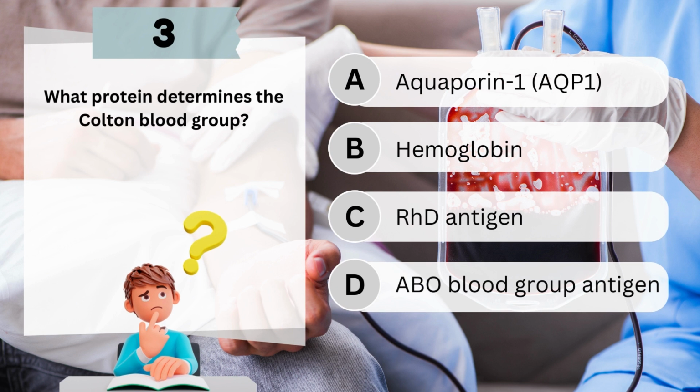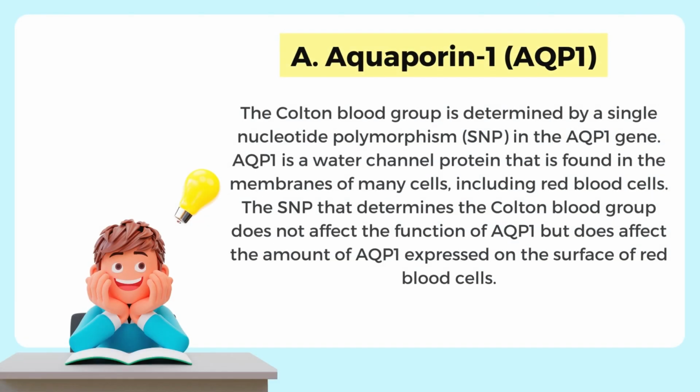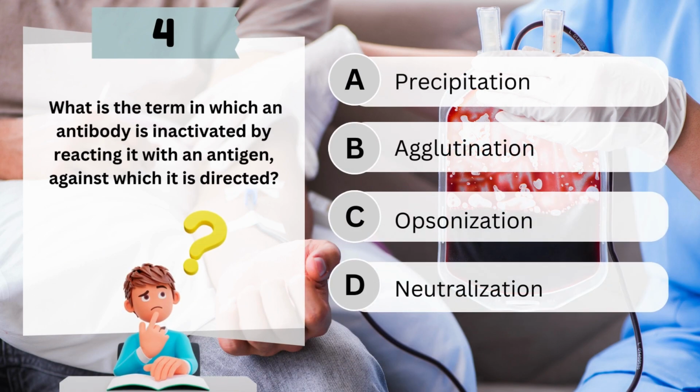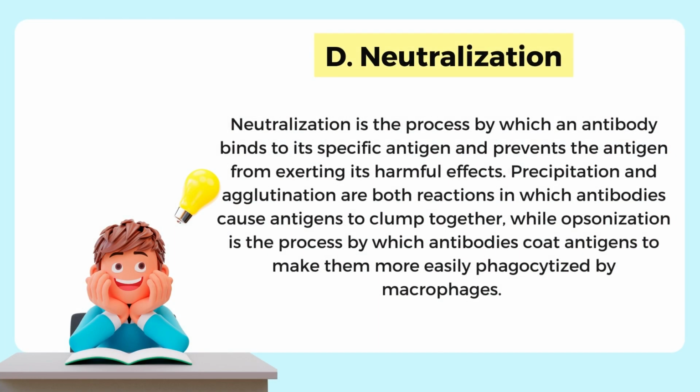What protein determines the Colton blood group? The correct answer is A. Aquaporin 1. What is the term in which an antibody is inactivated by reacting it with an antigen against which it is directed? The correct answer is D. Neutralization.